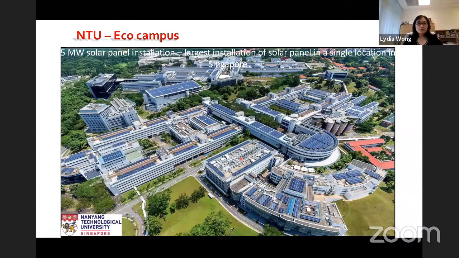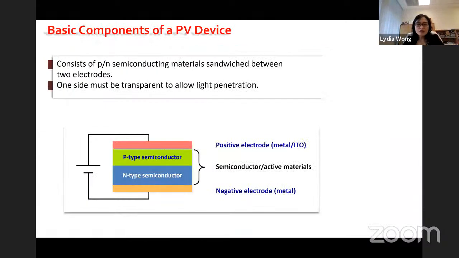Now, what is a photovoltaic device, or what is a solar cell device? It is very easy. The basic component of a PV device only consists of 2 layers of semiconductors, P-type semiconductors and N-type semiconductors, sandwiched between positive metal electrode and negative metal electrode.